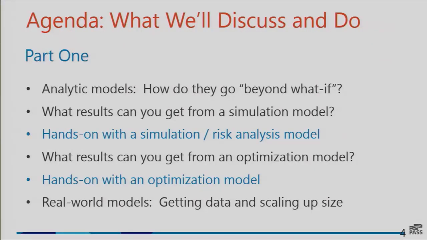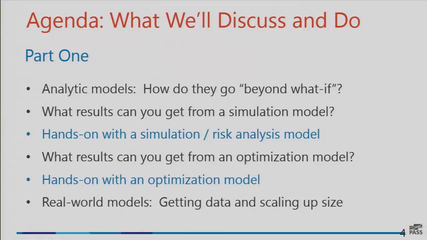So here's what we'll try and cover. In part one, I have some PowerPoints, and I'm going to talk about what is different from a what-if model, a conventional spreadsheet model, when you have what I'm calling an analytic model. What kind of results can you get first from a Monte Carlo simulation risk analysis model? We'll tackle that one first. Then we'll go hands-on with a simulation model. And then about what results you can get from an optimization model.